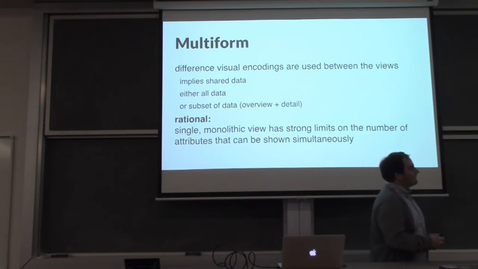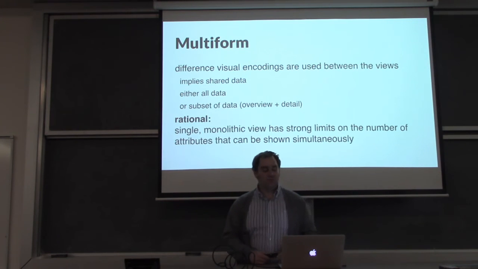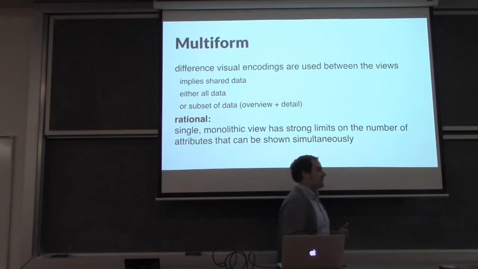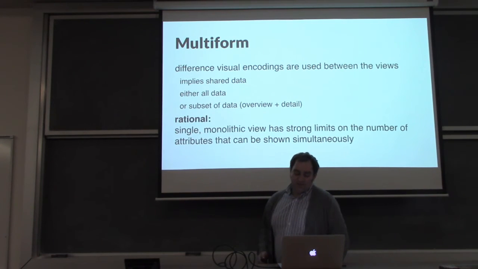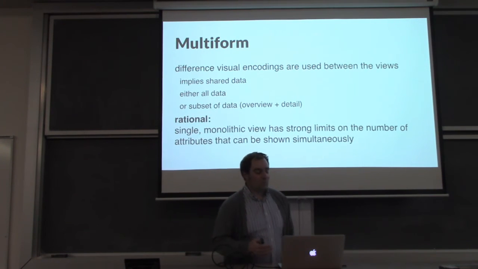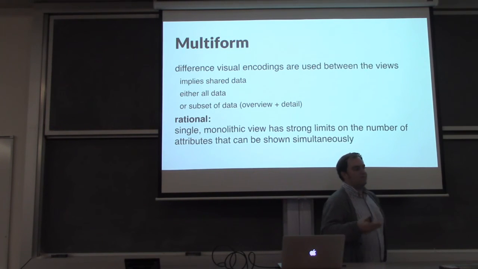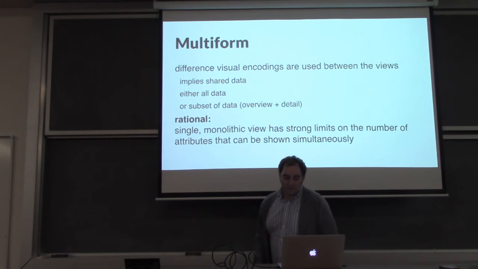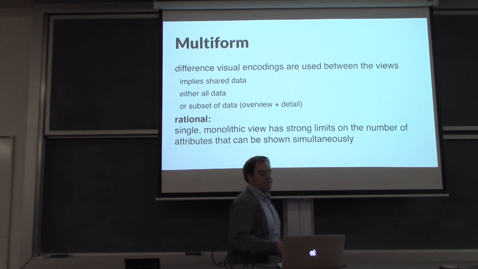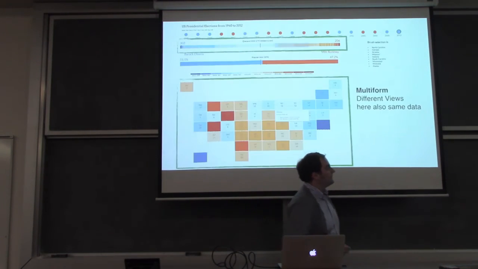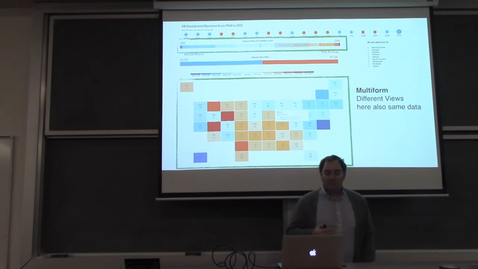Like I mentioned, this multiform word, what does multiform mean? Different visual encodings are used between the views. This implies some degree of shared data, either all of the data is shared or a subset of the data is shared, for overview and detail views. So I have one representation that provides an overview, and a second, different representation that provides detail for a subset. The rationale is that single monolithic views have strong limits in the number of attributes that can be shown simultaneously. In your homework, this is an example of a multiform view.